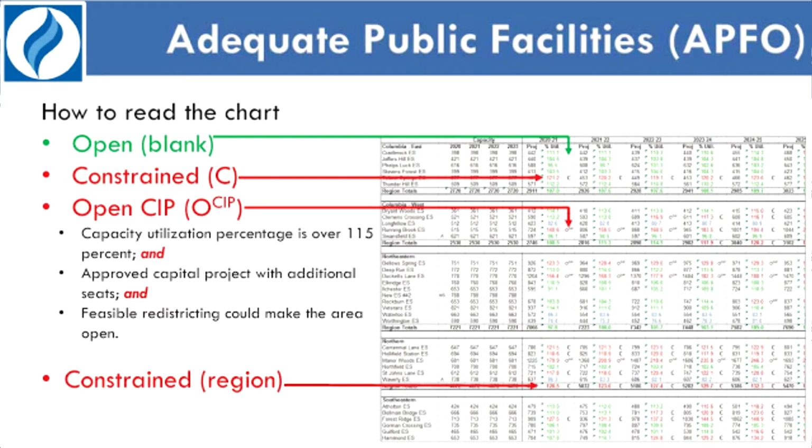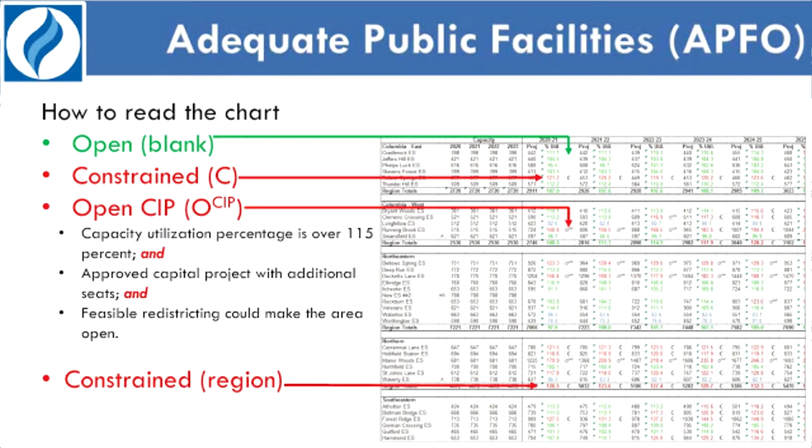And then you'll also see something called open CIP. And that is a category where capacity utilization is over 115%, and there's an approved capital budget with additional seats, and feasible redistricting can make the area open. So an example here is Running Brook Elementary School. Now this test is for 3 years out. This is not for tomorrow. So Swansfield Elementary School is having new seats being added, and we can feasibly redistrict the Columbia West area to allow for those seats to be open. So therefore it's open with a capital improvement project.